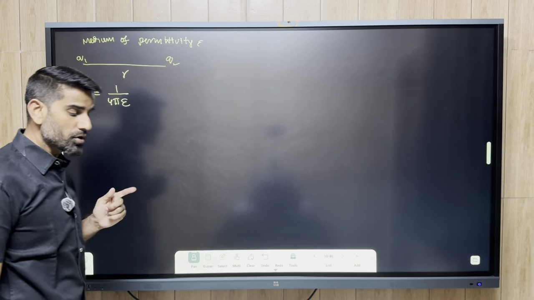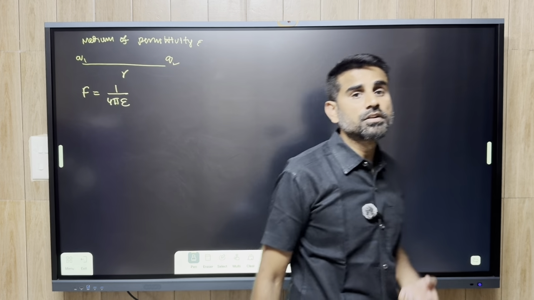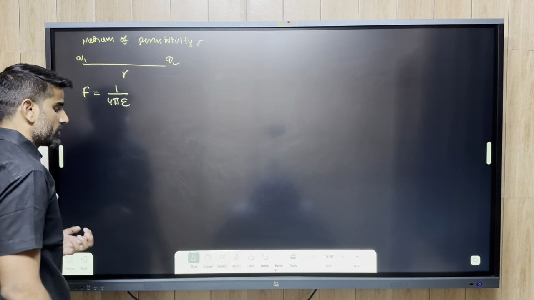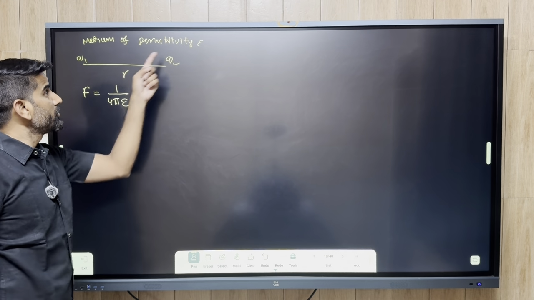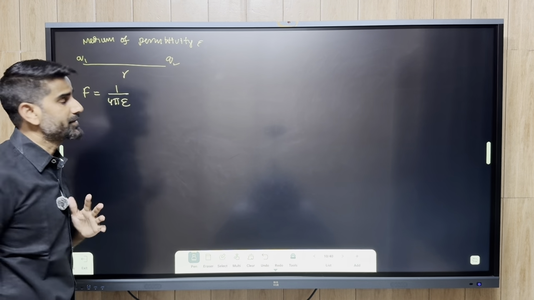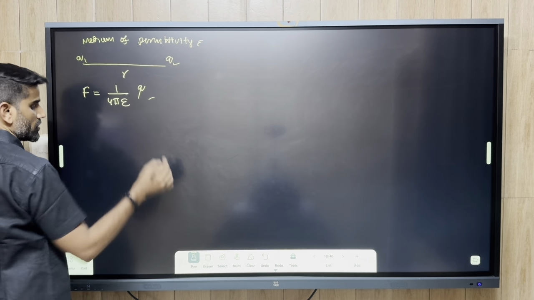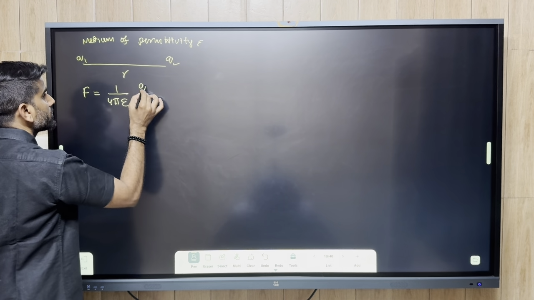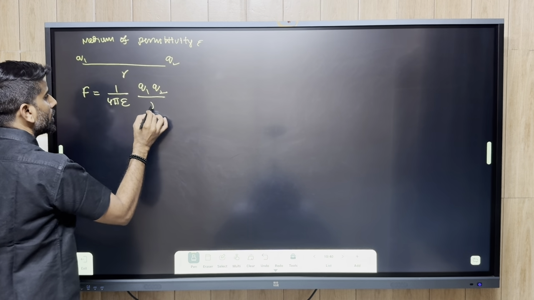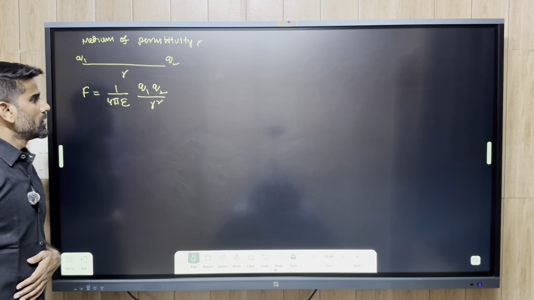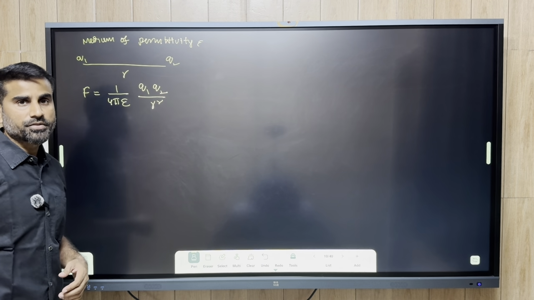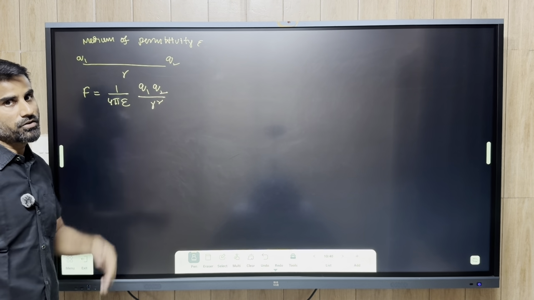In the earlier case it was epsilon naught because it was representing the free space or air medium or vacuum, as you can say, but in this case this epsilon is the permittivity of the medium in which the two charges are being placed. Now Q1 Q2 upon R square. But we don't know the value of epsilon, right? We know the value of epsilon naught, but we can calculate the value of epsilon.